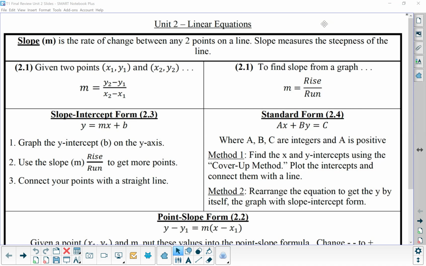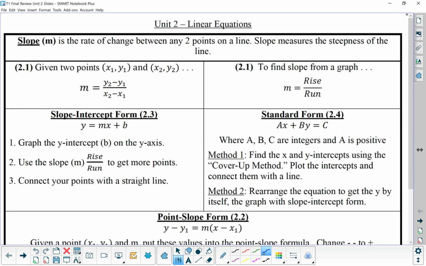All right. So Unit 2 review for your final. Unit 2 is all about linear equations and a few things that we know. Slope that we represent with M is the rate of change between any 2 points on a line. Slope measures the steepness of the line. We can find slope a couple of different ways.